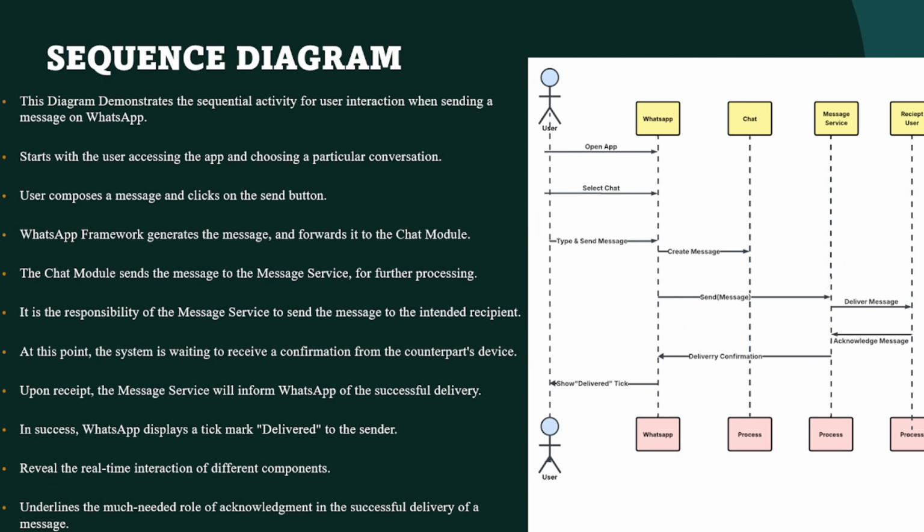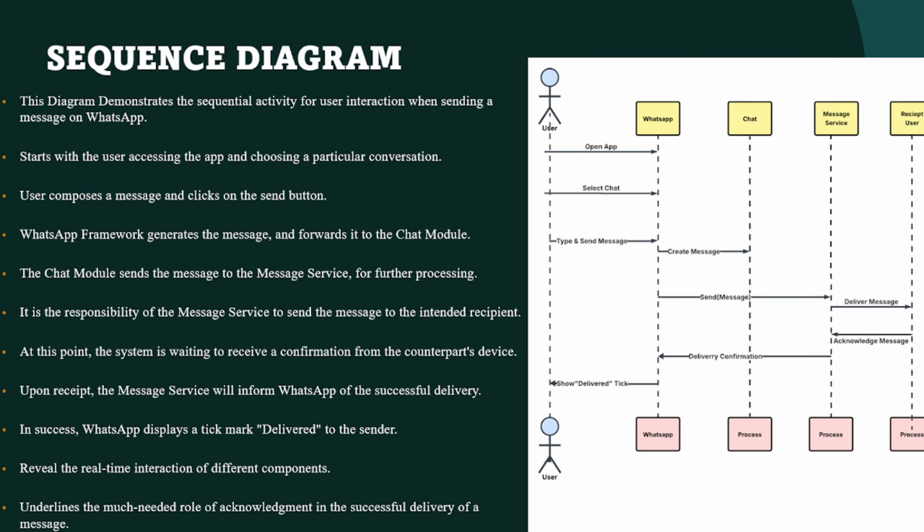Sequence diagram. The sequence diagram illustrates the step-by-step interaction involved when a user sends a message through the WhatsApp application. The process begins with the user opening the app and selecting an existing chat. Once inside the chat, the user composes a message and initiates the send action. This triggers the WhatsApp system to create the message, which is then passed to the chat module for processing. The chat module communicates with the message service, which is responsible for the actual transmission of the message.